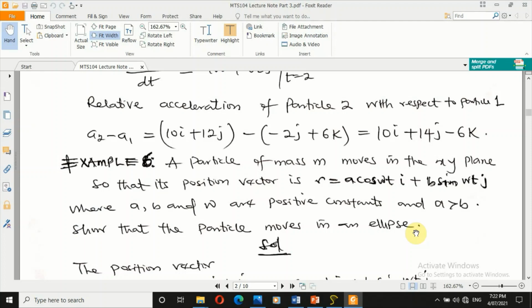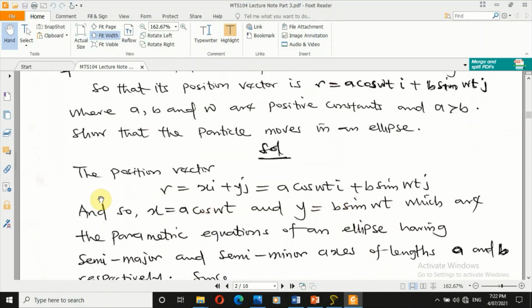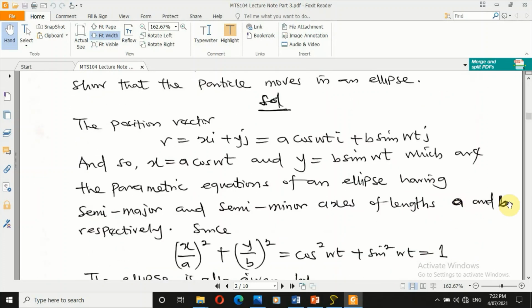Now if you remember all these 4 cases, you will notice that we can see the reason why they specify the condition that a is greater than b. Now we are asked to show in this question that this particle moves along an ellipse. Let's start. We have the position vector, which is xi plus yj, 2 dimension. Then we have x equals a cos omega t and y equals b sin omega t, which are the parametric equations of an ellipse, having the semi-major and semi-minor axes of length a and length b. Don't forget, a is greater than b.